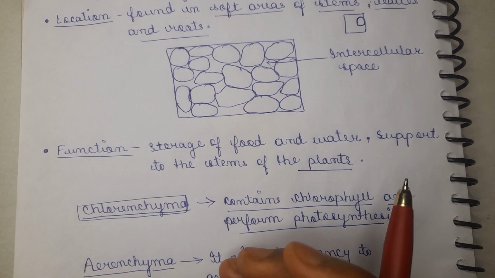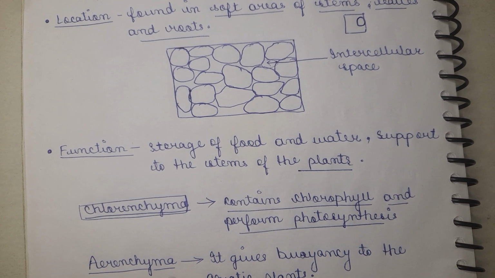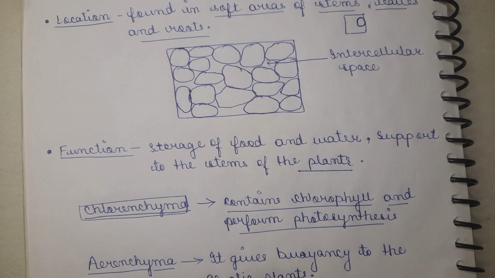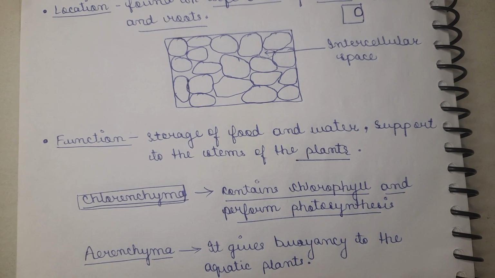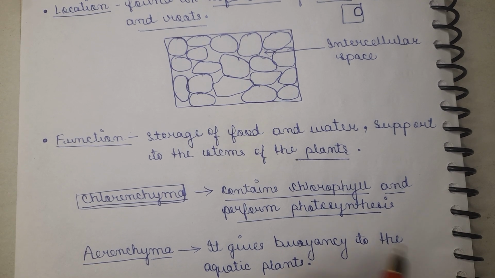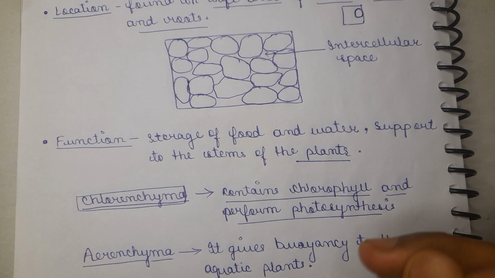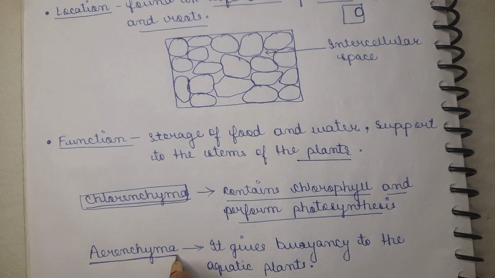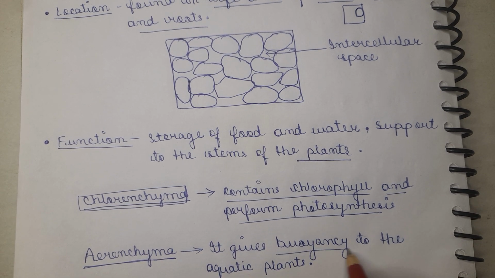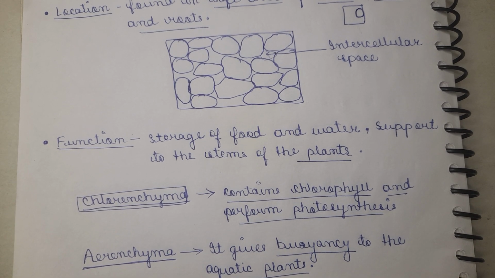Parenchyma is also called aerenchyma when it contains large air cavities, and it gives buoyancy to aquatic plants and helps them to float in the water. We already know that in a pond, aquatic plants basically float on the water. This is due to the aerenchyma, which gives the aquatic plants buoyancy to float in the water.